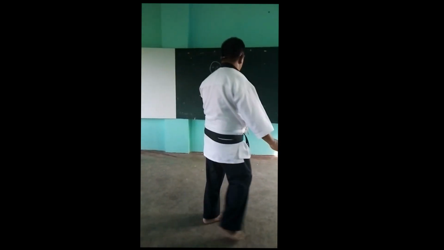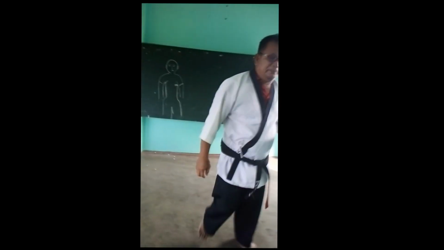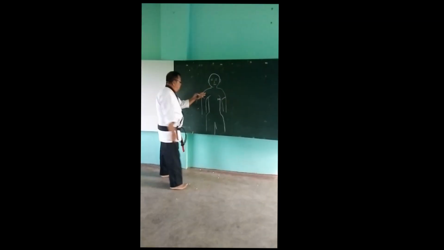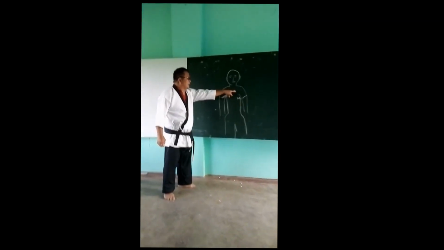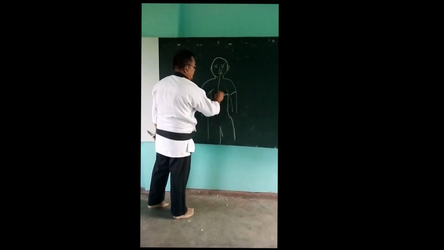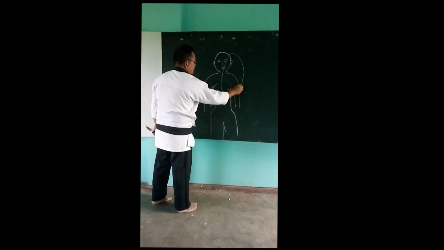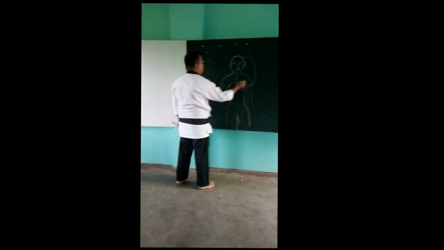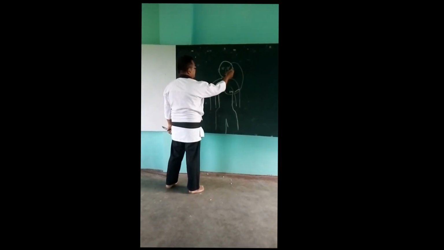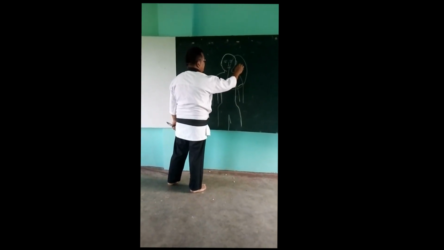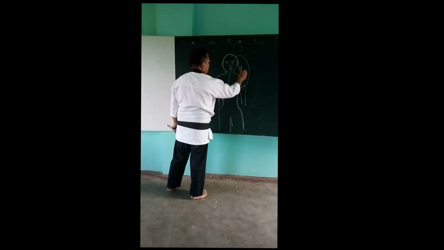Okay, I will show you the diagram. I have a diagram here. Preferably, the attacker would stab you within this part of your body, either on this side, this side, this side. That is number one.